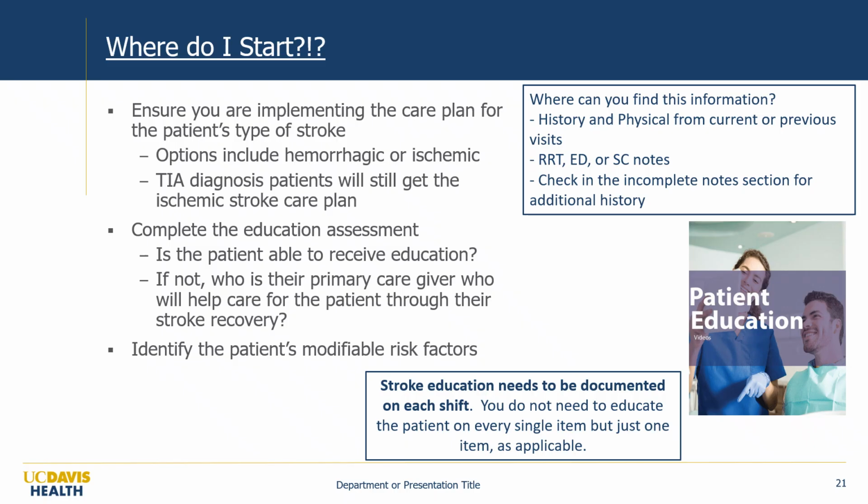It all starts with the care plan and the education assessment. If a patient isn't appropriate to receive education due to comprehension, alertness, forgetfulness, aphasia, or any number of reasons, identify who might be the primary caregiver or support person for that patient. Once you've identified their support person, when appropriate, you'll want to teach on the type of stroke, modifiable risk factors for the patient, and BFAST, stroke sign and symptom recognition, and how to activate emergency response.